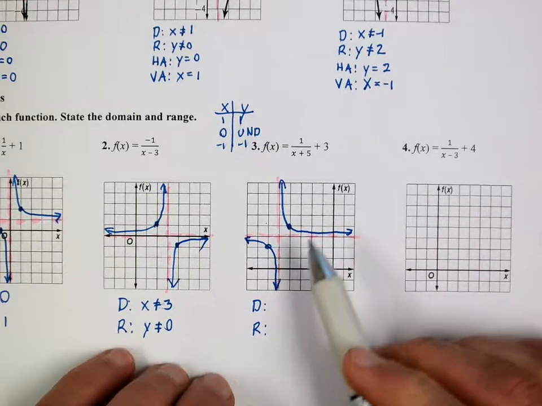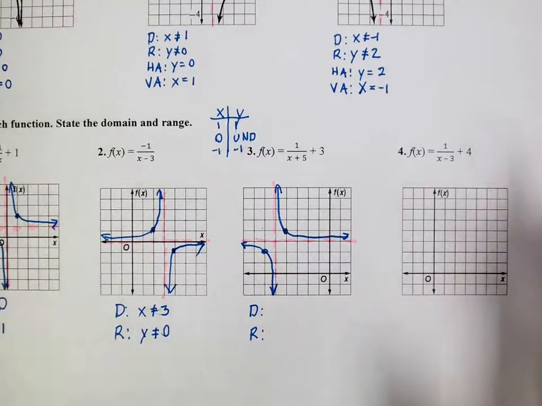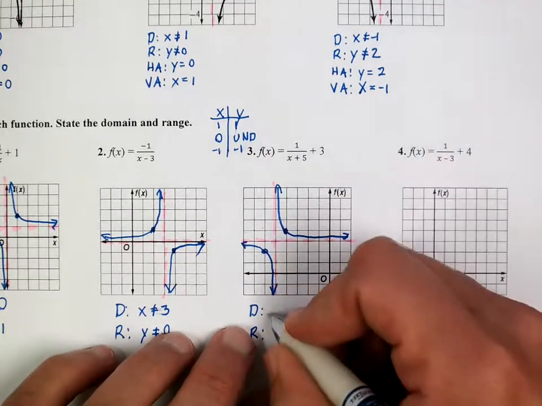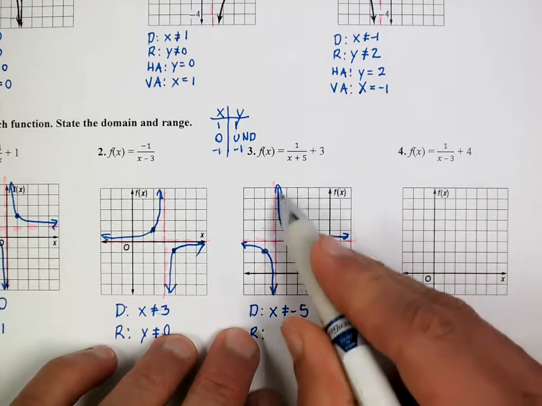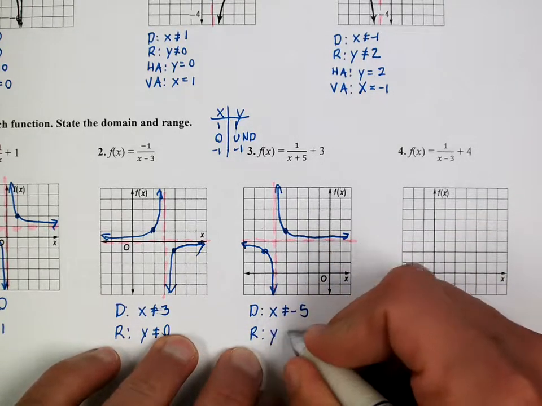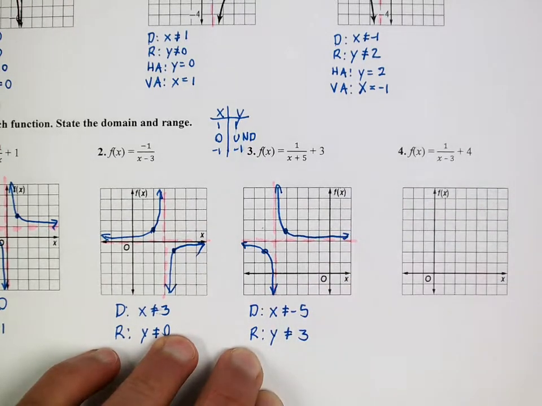And once you get used to it, you can almost look at the function and be able to tell what the domain and range are without even graphing them. All right, so this is x cannot be equal to -5. Remember, that's this line right here. And the range is y cannot be equal to 3. And that's it for that one, all right?